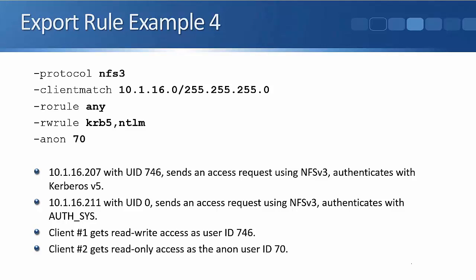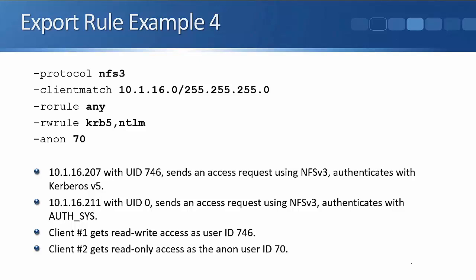So export rule example number 4, we're using the same protocol and client match as before. Here we've specified a read-only rule of any, a read-write rule of Kerberos 5 and NTLM, and the anonymous user is being mapped to UID 70 again.